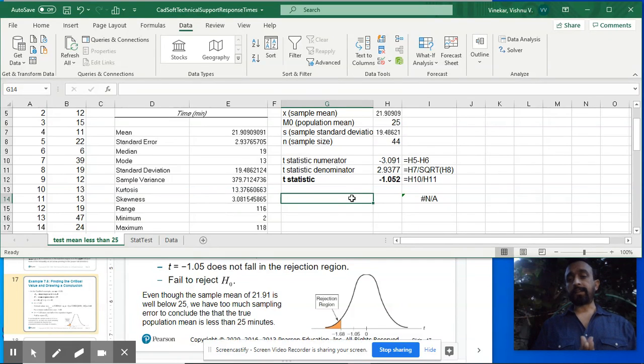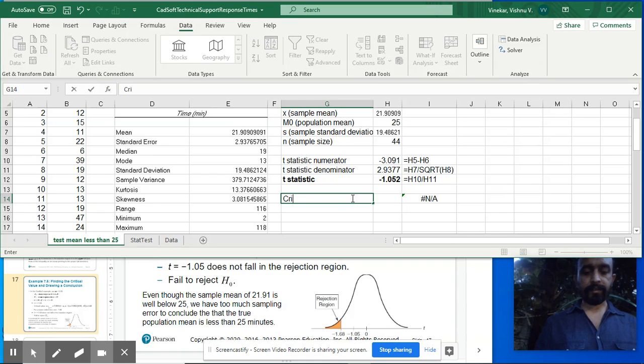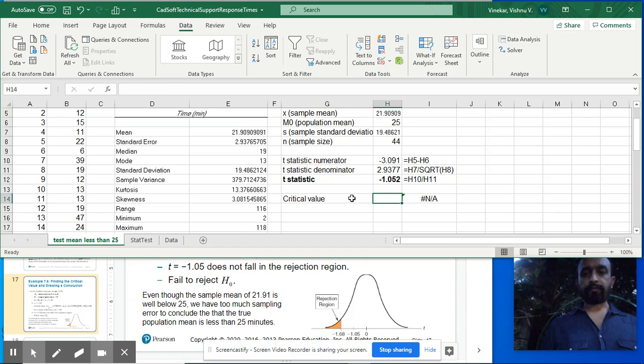So now that we've got the t statistic, the next thing we have to do is to calculate the critical value. What is the critical value? This is the value that the t should be greater than or lesser than to reject the null hypothesis. So let's write this down. Critical value. So now the formula for this is equal to t dot inv.